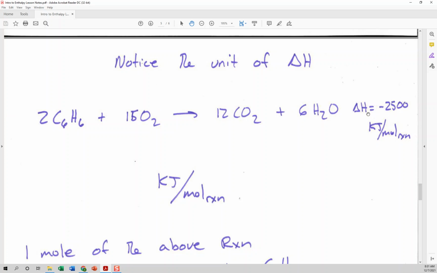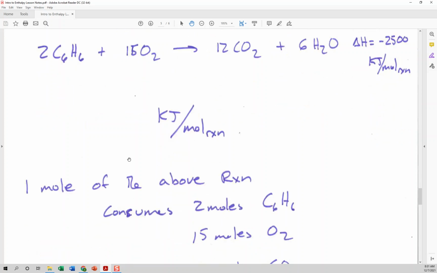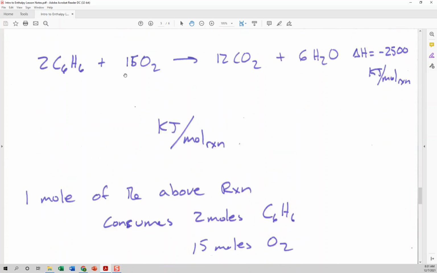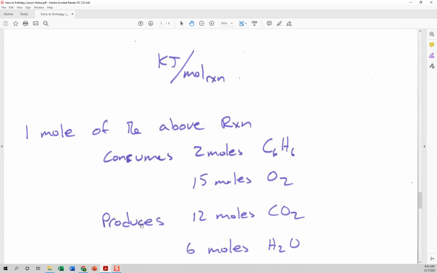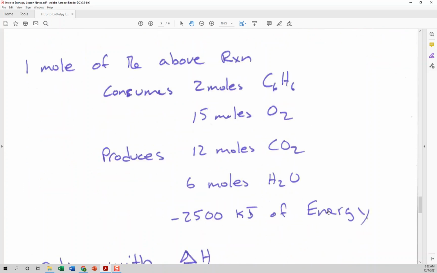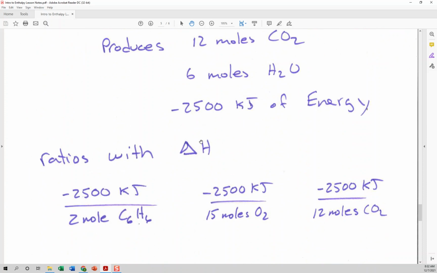And I said produced because delta H is negative. So energy is released, energy is produced, okay? So just looking at the delta H, we know this is an exothermic process. We know energy is released. But we also can use the delta H value, because it's per mole of reaction, in ratio with the coefficients of our balanced equation. So again, 1 mole of this reaction consumes 2 moles of this, 15 moles of this, but it would produce 12 moles of CO2, 6 moles of water, and that much energy, okay? So there are different ratios you can make with delta H from that equation.